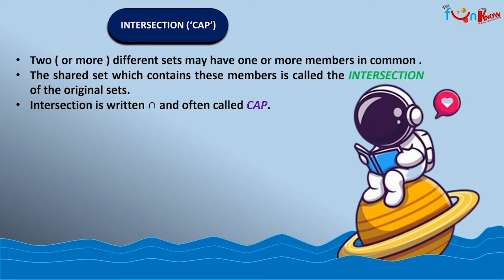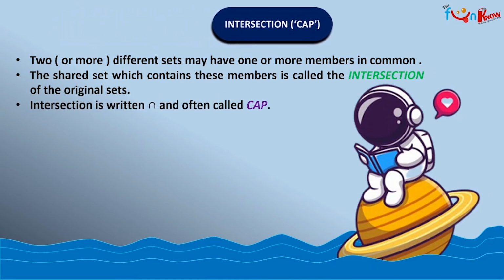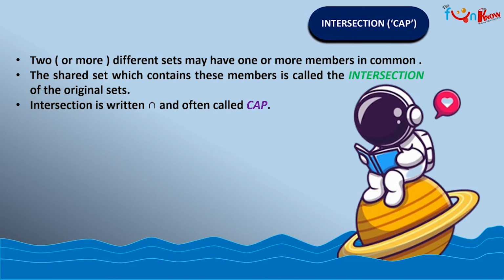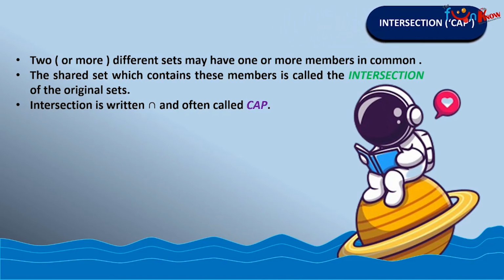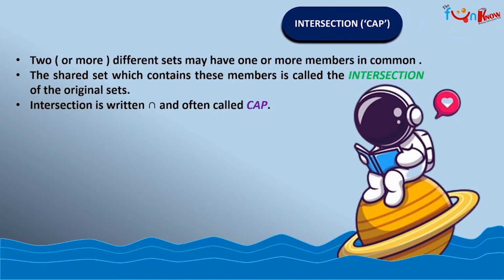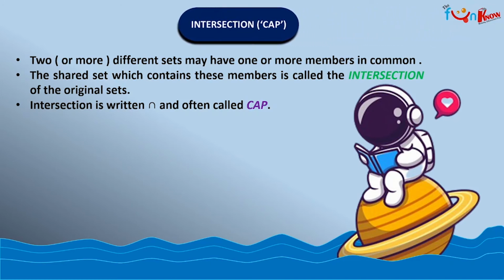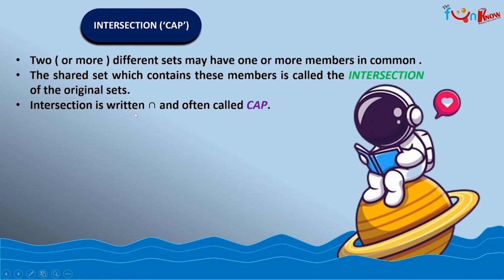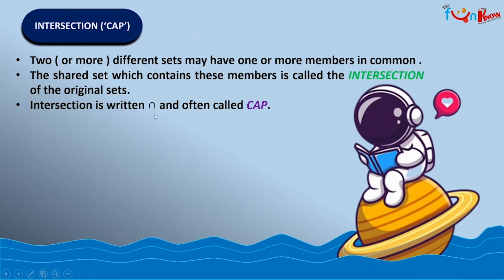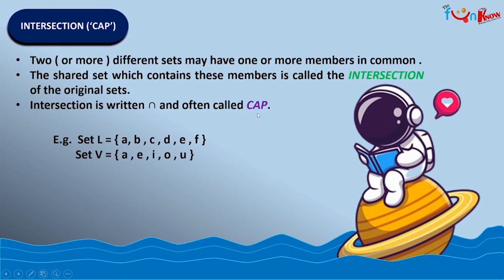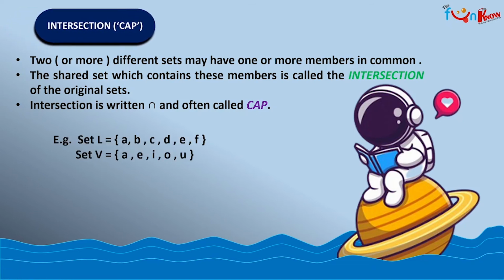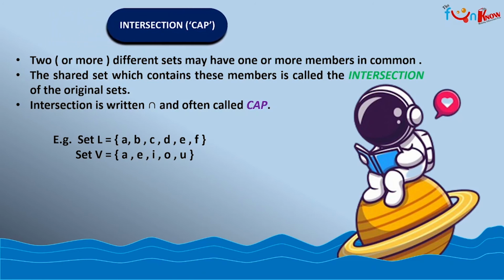So what is intersection? Two or more different sets may have one or more common members. The set which contains these common members is called the intersection of the original sets. The symbol which you use for intersection is this, a cap symbol. We'll see it with an example, students, because I know with an example you'll understand it more properly.